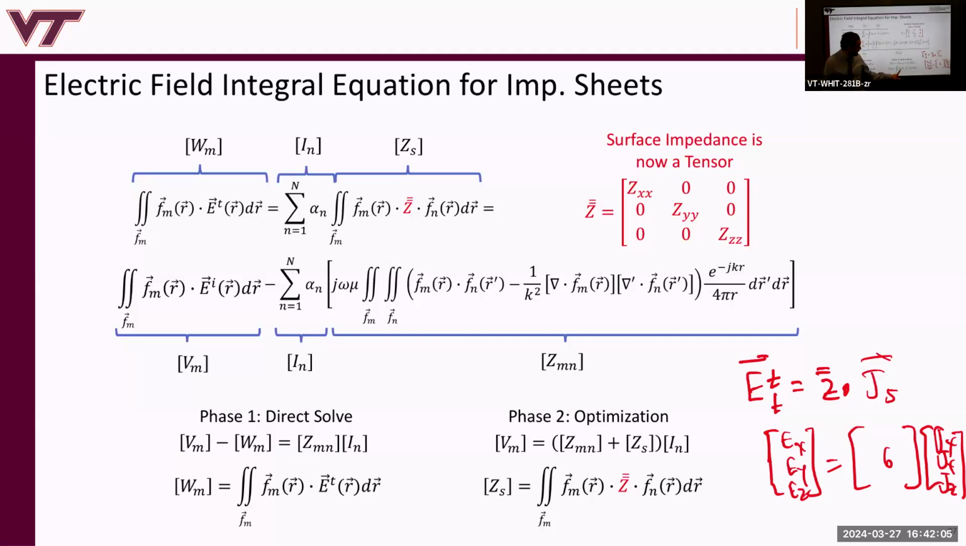And remember, the mnth entry of this matrix will only be non-zero if Fn has at least one triangle in the domain of Fm. It means they have to overlap at least one triangle or both triangles. If they have no overlapping triangles, then you're integrating over Fm's domain, but Fn is 0 there.